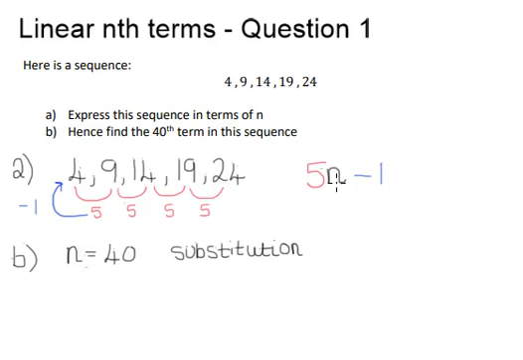So what this means is I've got 5n, which is 5 times n, in our case 40, minus 1. Well, I know that 5 times 4 gives me 20, so 5 times 40 is 200, minus 1 gives me 199. And this is my 40th term of the sequence.